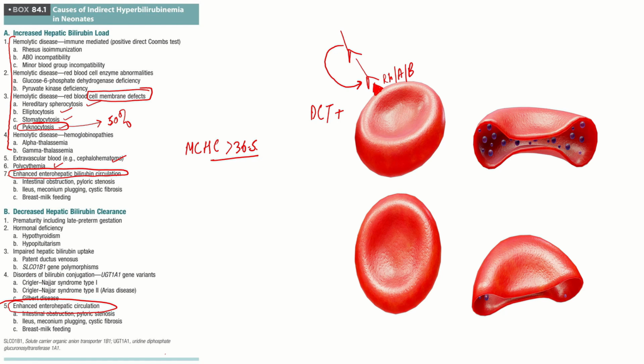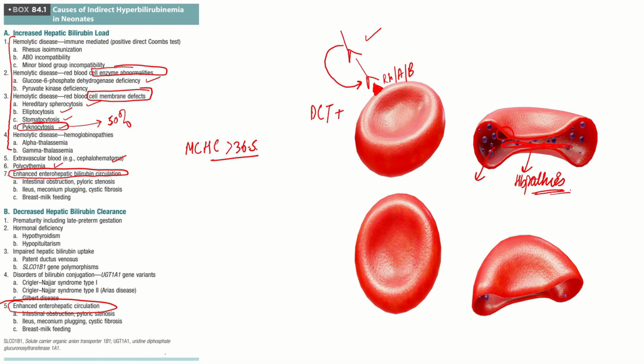After membranopathy, we have enzymopathies. And in enzymopathies, we'll mainly discuss G6PD deficiency in coming slides. So as yet, we have seen immune-mediated. After that, we have seen membranopathies, enzymopathies, and now we'll look at hemoglobinopathies.